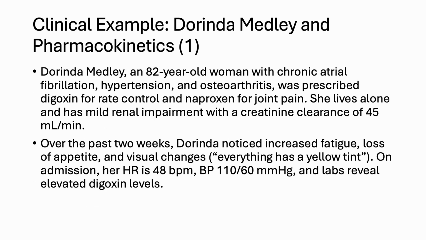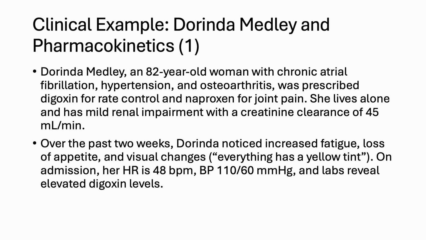Let's have an example, a clinical example. Dorinda Medley in pharmacokinetics. So she is 82. She has an irregular heart rhythm, high blood pressure, and osteoarthritis. She's getting digoxin. Digoxin is a medication that controls heart rate. And she's also getting naproxen. That's an anti-inflammatory painkiller. She lives alone, and her kidneys don't work that well.